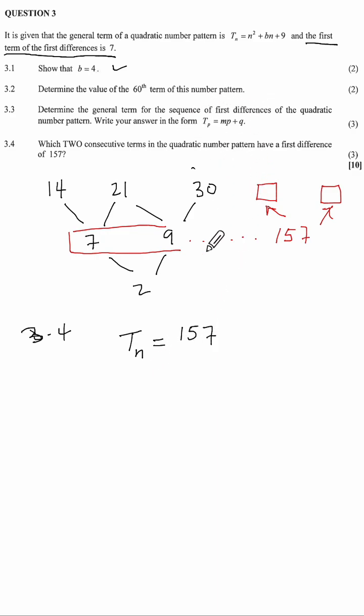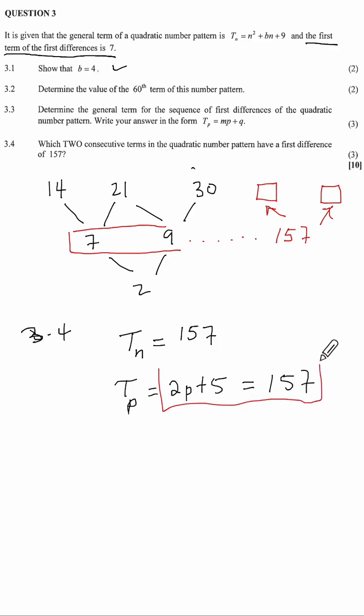But here we found Tp, right? Tp is equal to, we found it to be 2p plus 5. So we know that this Tp is 157. So we want to know, if Tp is 157, what is p, which is the position of the term 157. I mean 157, not term 157. So I have to solve this equation to find p.